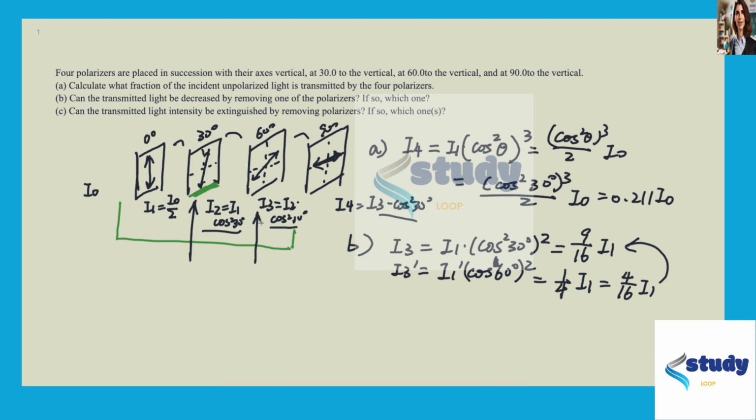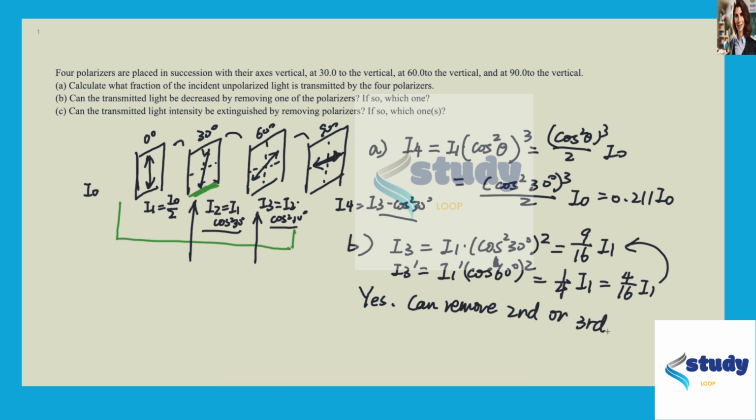So part B doesn't really ask us to calculate anything. It's a yes or no question. So the answer is yes, we can decrease the transmitted light by removing one of the polarizers. And I can remove the second or third. So that is the answer.